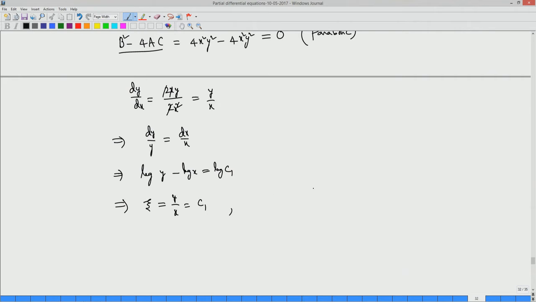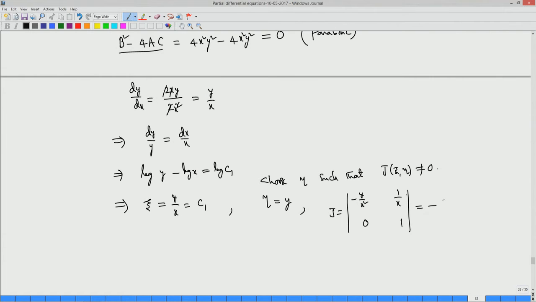So, what is your eta? You could get only one variable in the parabolic case. So, you choose eta in such a way that the Jacobian of xi and eta has to be non-zero. How do I choose? I choose a simpler form, I simply choose eta as y. If I choose this as y, what is the Jacobian? Xi x is minus y by x square, xi y is 1 by x, eta x is 0, eta y is 1. This is your Jacobian.